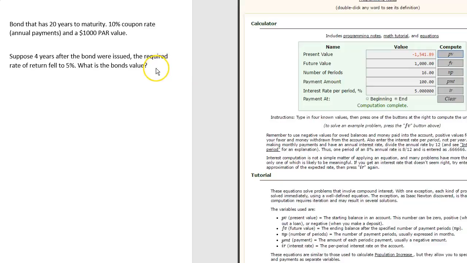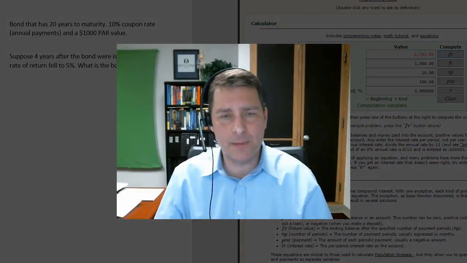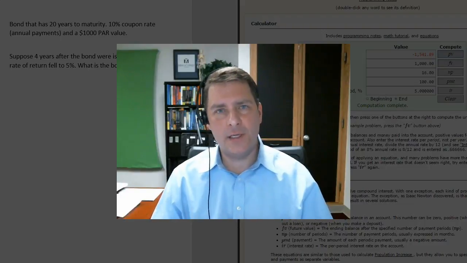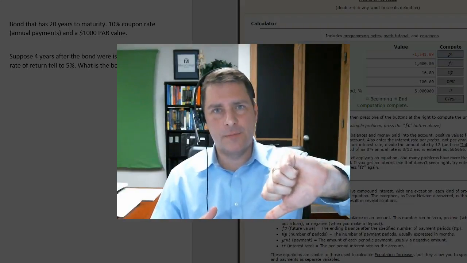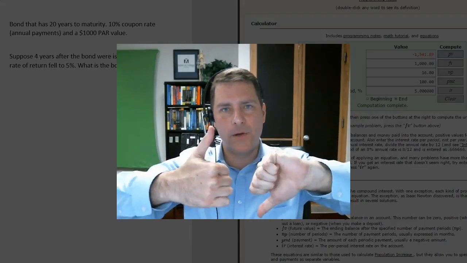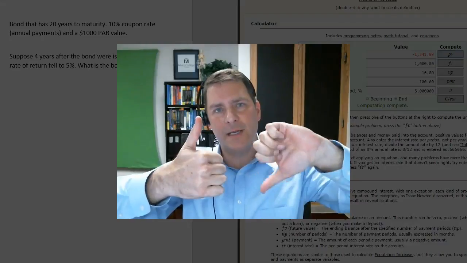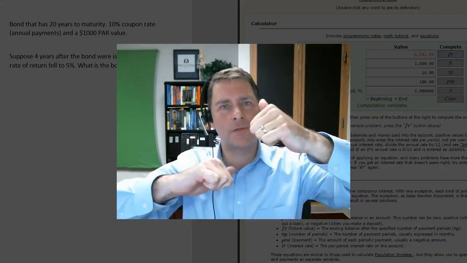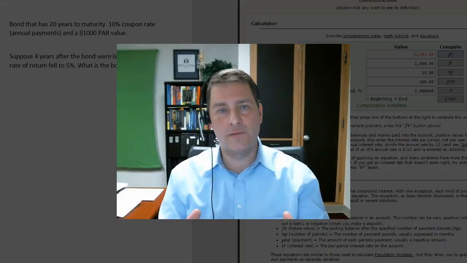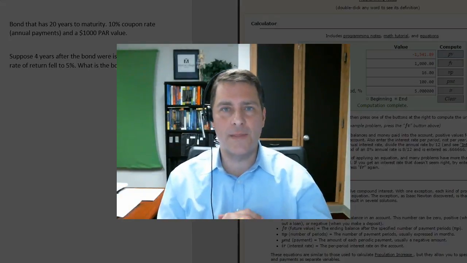Now, here's a little memory mnemonic, if you will, or a little visual. I'll give you my visual from my stockbroker days. If interest rates go down, your bond prices are going to go up, and vice versa. So again, if interest rates go down, bond prices go up. If interest rates go up, your bond prices are going to go down. There's always that inverse relationship.